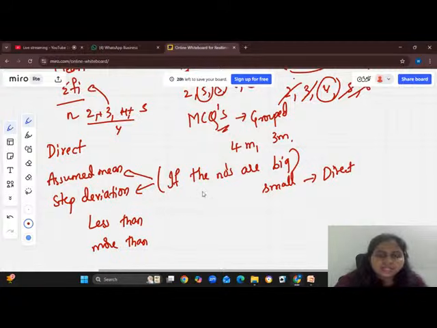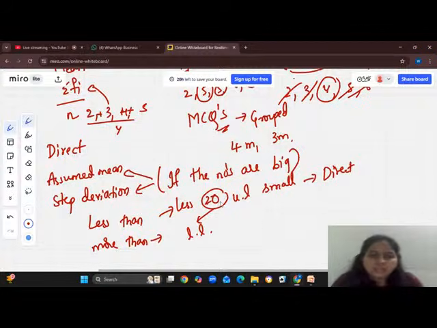If they ask you the less than questions, for example, if they tell you less than 20, then always this will be your upper limit in less than questions. In more than questions, this will become your lower limit. The 20 will become the upper limit when they give you less than questions. In more than questions, take the 20 as a lower limit and start. This is the only trick I want to give you in statistics. Very easy. So get thoroughly prepared with the formulas and practice the questions.